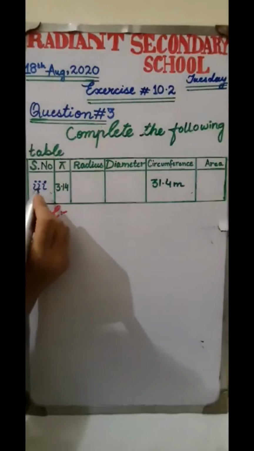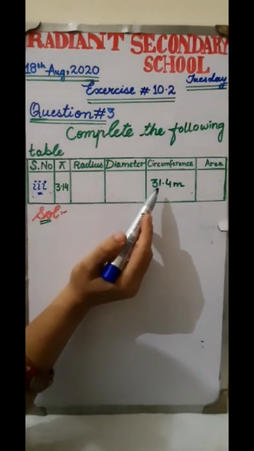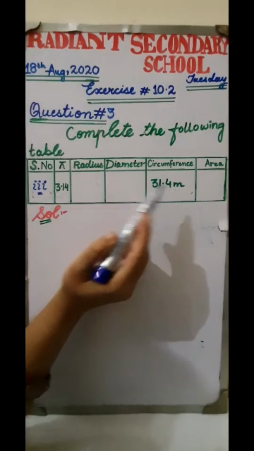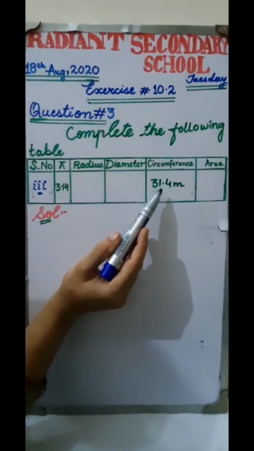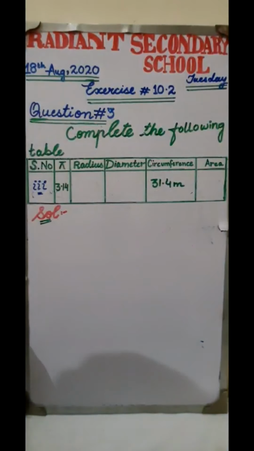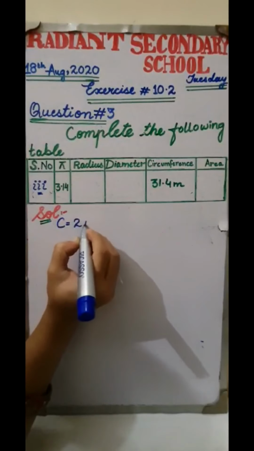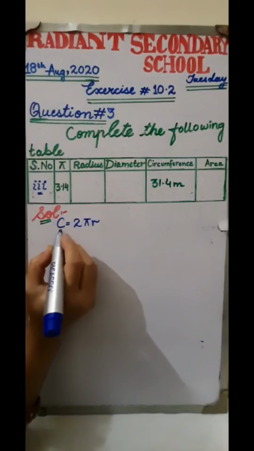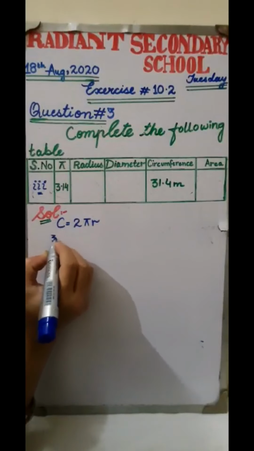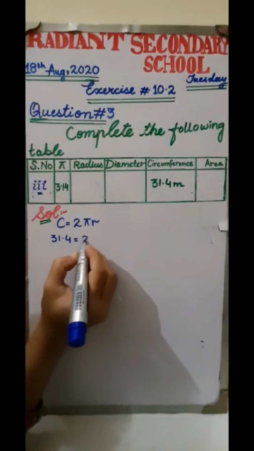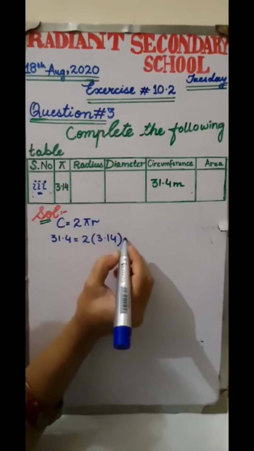Now part number 3. In part number 3 we have the value of pi as 3.14 and circumference is given as 31.4 meter. Radius, diameter and area are missing. We have to find radius, diameter and area with the help of this circumference. First of all, you have to start by writing the formula of circumference. Circumference is equal to 2 pi r. Now we have to put the values: 31.4 is equal to 2 multiplied by the value of pi, 3.14, multiplied by r.